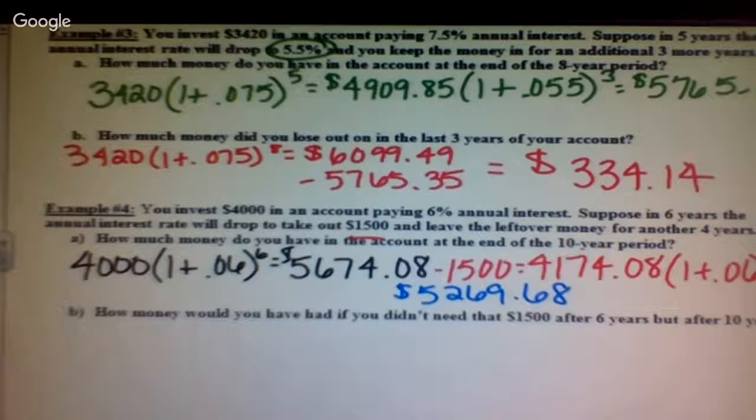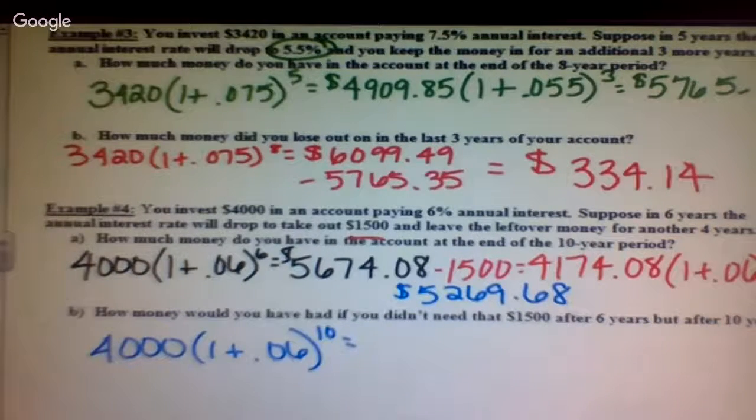Okay, part B says, how much money would you have had if you didn't need that $1,500 at 6 years? So if we didn't take that away and we just left it for the 10 years. Okay, so 4,000. This time we're not taking any money out. We're just letting it sit for 10 years. We're not going to take it out until the end. That's a lot of money. How much do we end up with at the end of 10 years?